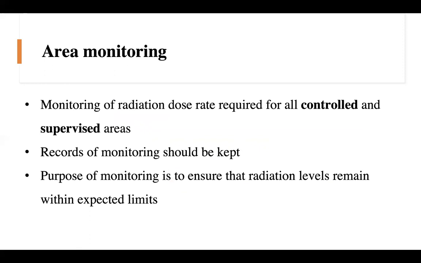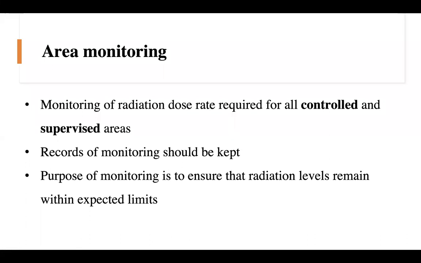Areas should be monitored by radiation detectors. This will also help when you review the measures and conditions in this area. So you have to have area monitoring in supervised and controlled areas, to make sure the radiation level has not changed. Records of monitoring should be kept. This will help the RSO and employer to revise and review the measures in this place.